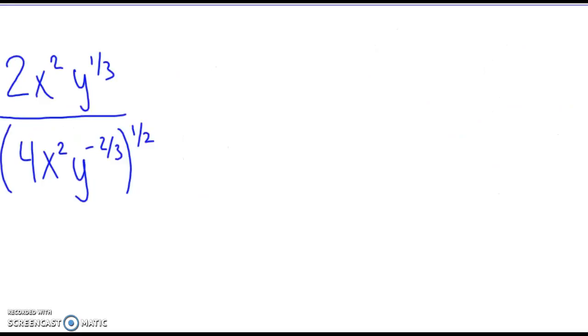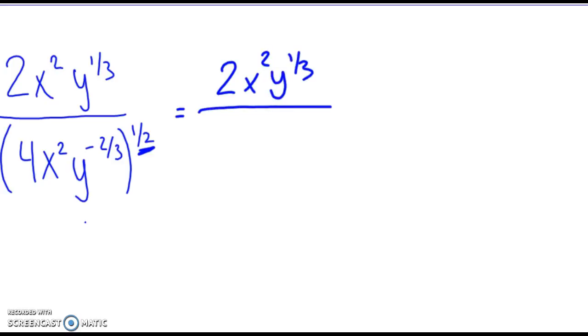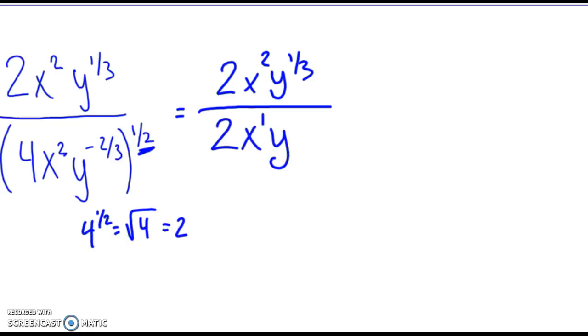Try another one. Ooh, this one's hard. First, I personally would get rid of the fractional exponent outside the power of a power. So I'm going to leave my numerator as is. And my denominator, I'm going to distribute this through. I have 4 to the 1/2. 4 to the 1/2 means the square root of 4, which is 2. So I have 2, x to the first, because 2 times 1/2 is 1. y to the negative 2/6.